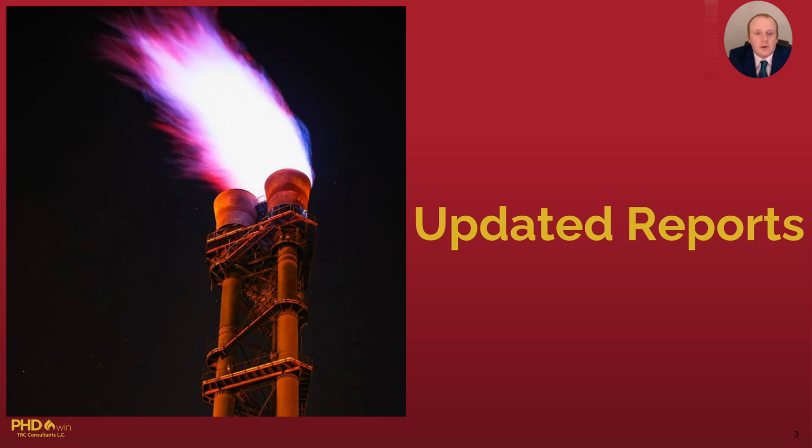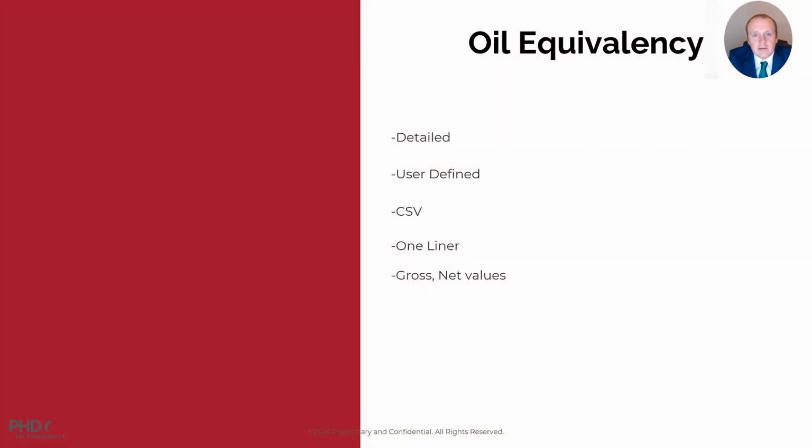Alright, so for our updated reports, we have oil equivalency. It has been added into the detailed and one-liner reports, and you're able to select it in the user-defined report when you're picking out all your columns. And because of where and how it's been added, it will be in your CSV reports if you're using the report KCECO output table, which is the one by default. So unless you make a custom output table, you'll get those oil equivalency values.